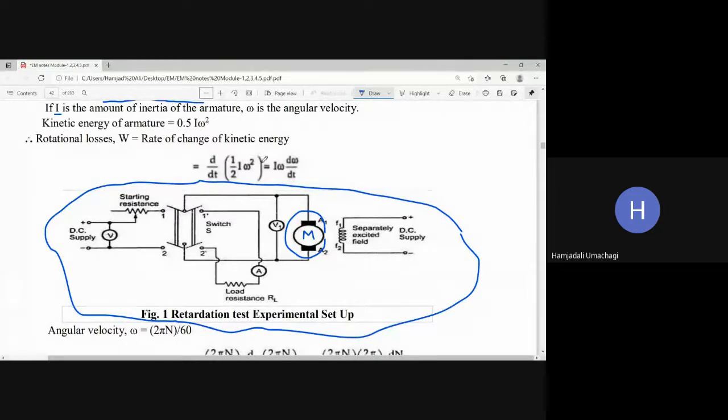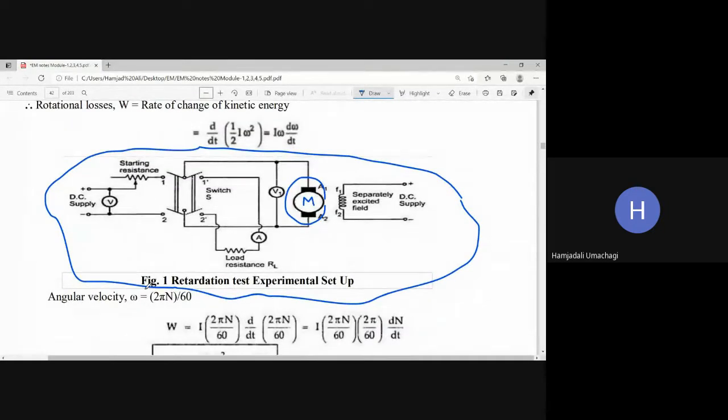Now, what is this angular velocity omega? Omega is nothing but 2 pi n by 60, where n is the speed of the motor. 2 pi and 60, all they are constants. So now substitute the value of omega in this equation, then you are going to get the stray loss or the rotational loss, that is I as it is. And what is the value of omega? Omega is 2 pi n by 60, d by dt of omega, that is d by dt of 2 pi n by 60.